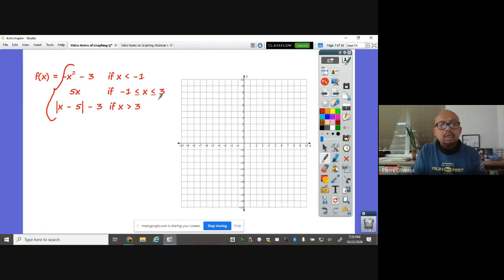I have here a piecewise function with three equations. So the first one here, -x² - 3, is a parabola that opens downward. It reflects over the x-axis because it's negative x squared, and then opens downward. This is -3, so it's going to go down 3: 1, 2, 3. Since there's a 1 here, it's not going to affect my 1, 3, 5.